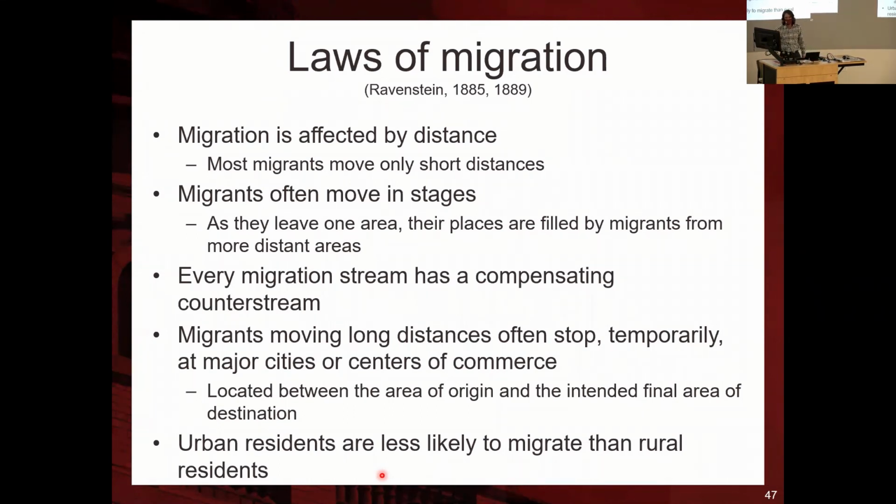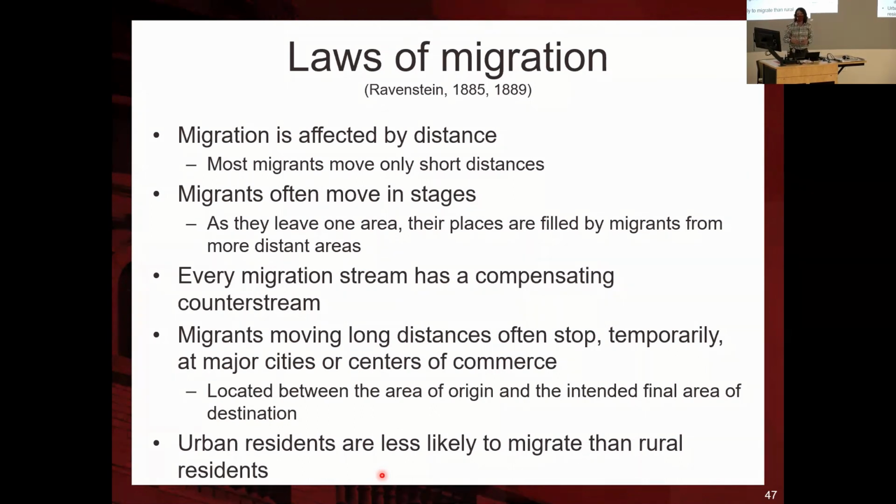Every migration stream has a compensating counter stream. So for every migration flow, we have return migration. Whenever you're talking about migration from Latin America to the US, there is also return migration from the US to Latin America. And it's important information because, for example, right now, if you're looking only at Mexico and the US, the net migration between those two countries is close to zero. The number of Mexicans coming from Mexico to the US equals the number of those going from the US back to Mexico. But usually the counter stream is smaller in number. In this specific example between Mexico and the US, it's similar. So there is zero net migration.